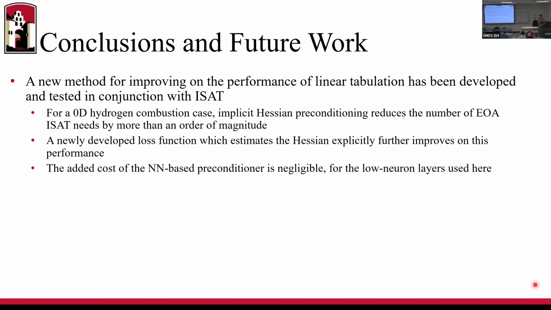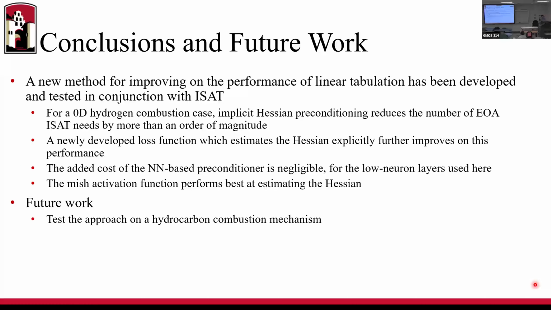The added cost of the neural preconditioner is negligible, in particular for this incarnation of the network that uses a low number of neurons. And the activation function seems to perform best at estimating the Hessian.